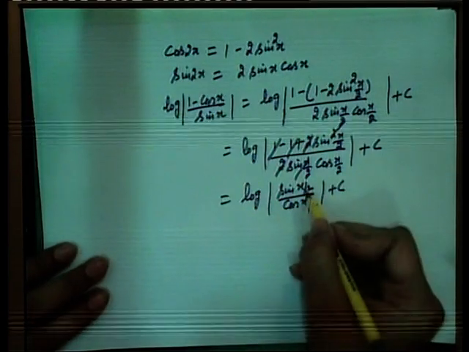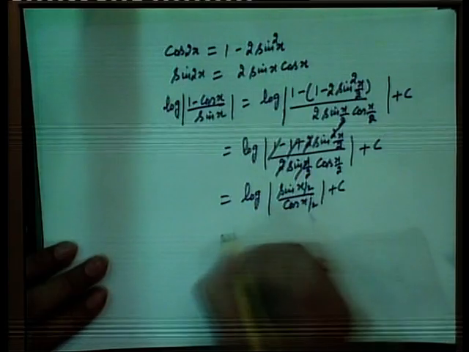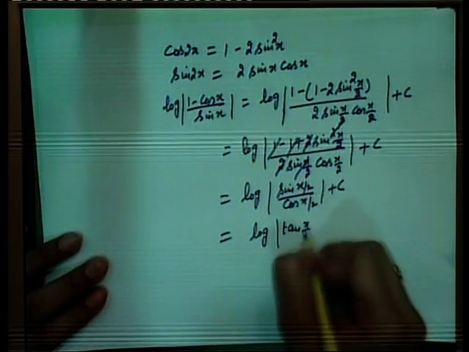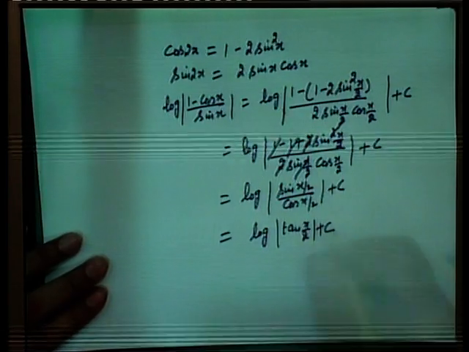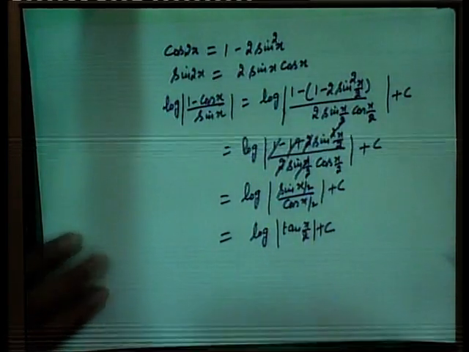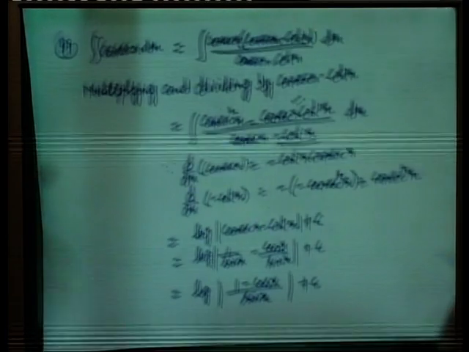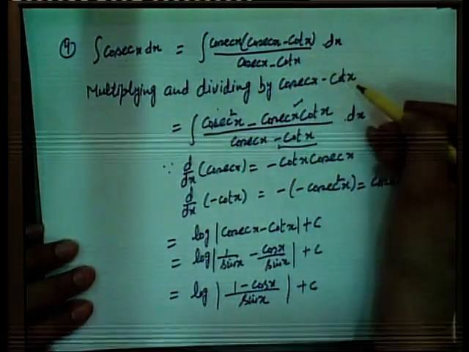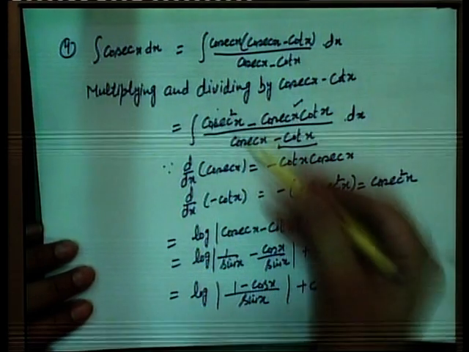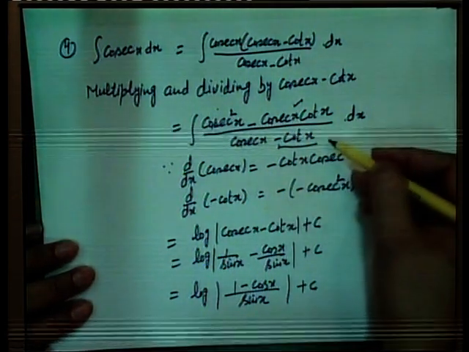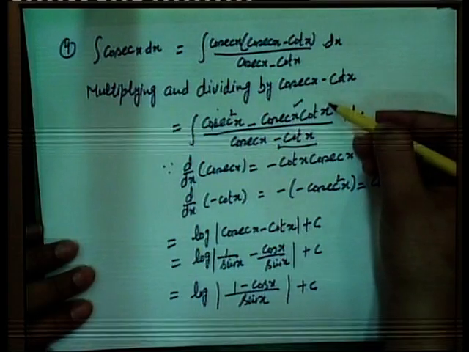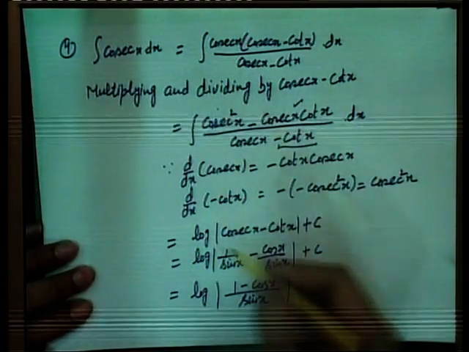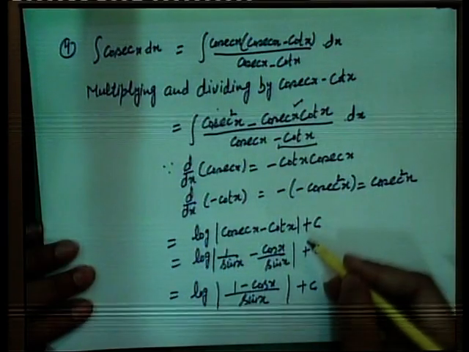We know sin theta over cos theta is tangent theta. This is log of mod of tangent x by 2 plus c. Let us repeat what we have done. Integral of cosecant x, multiplying and dividing by cosecant x minus cotangent x. Then we know in the denominator we have the function, in the numerator is its derivative, so the integral of this is log of cosecant x minus cotangent x.